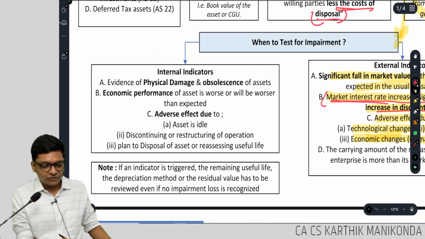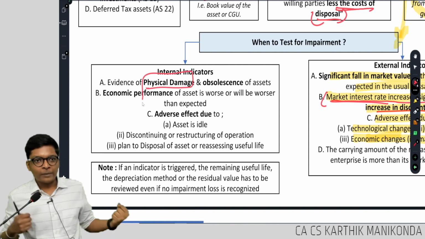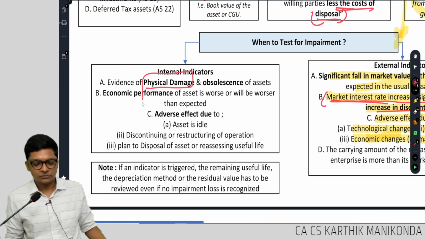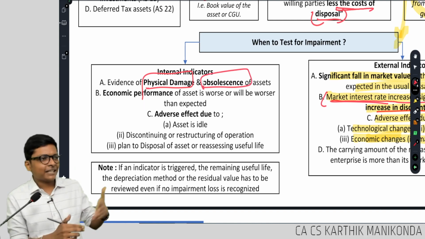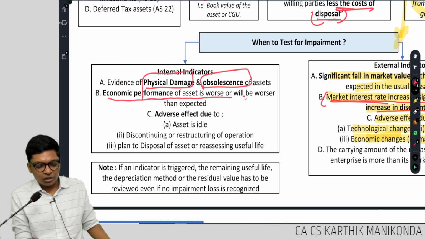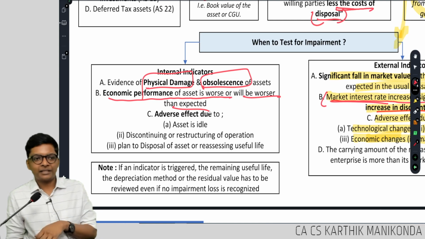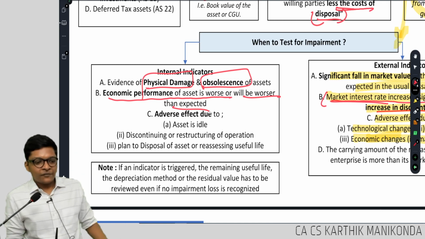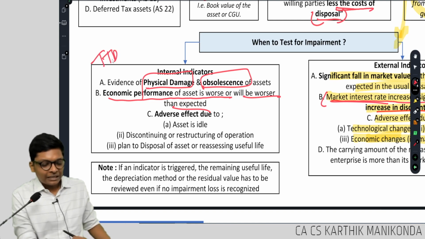Similarly, internal factors: physical damage. Two employees were fighting. They went and fell on the machine and it broke. Obsolescence, technological change. Economic performance of the asset is worse or will be worse than expected. One marketing guy came and told me, buy this machine. If you buy this machine, in TTD, currently Tirupati has one machine whereby you can make 3 lakh laddus per day.